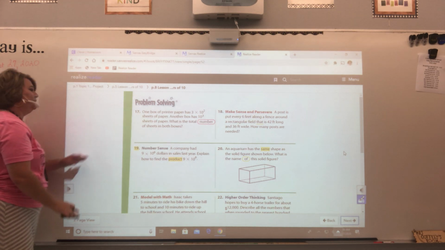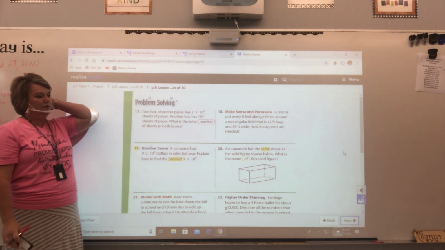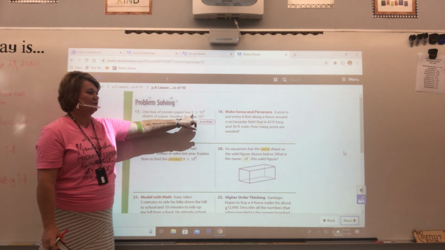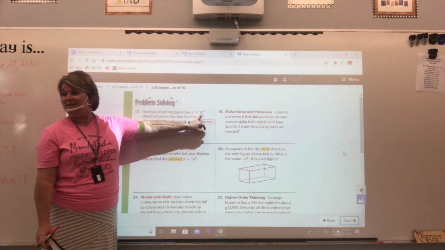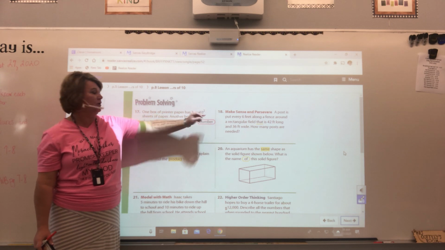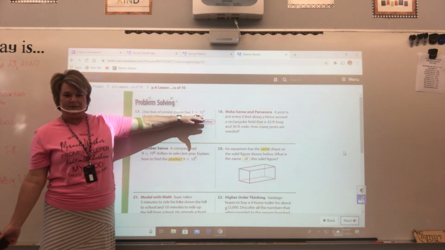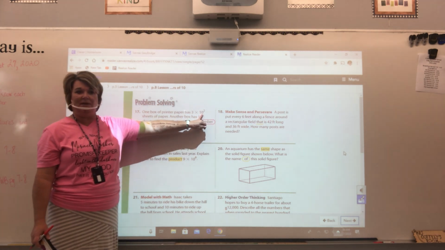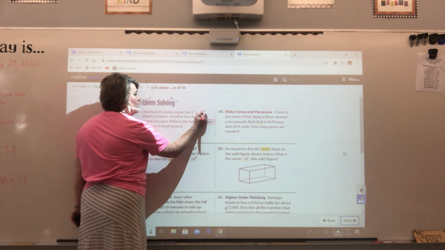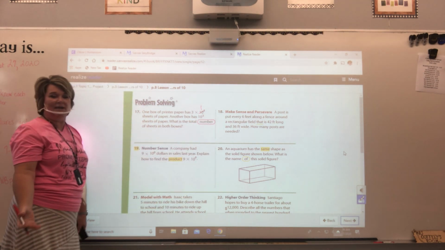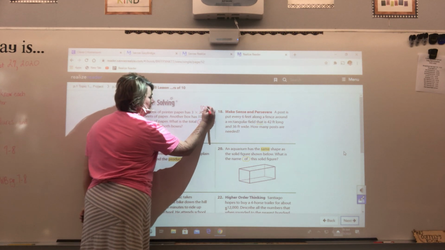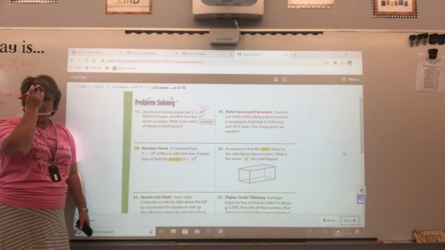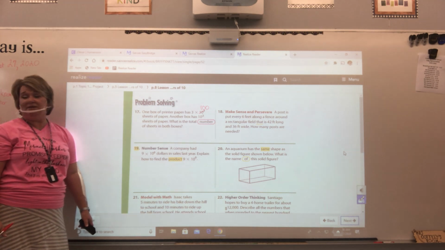So let's start here on number 17, okay? Get your pencils ready, and we're going to have to write some things on our scrap paper again. One box of printer paper has 3 times, say this number with me, 10 to the 2nd power sheets of paper. Well, that doesn't really tell us how many sheets of paper it is, so we're going to have to turn this into a real number. So let's just start with 10 to the 2nd power. 10 to the 2nd power would be a 1 with how many zeros on the end? Say it, 2. So mark that out and put a 1 with 2 zeros on top of that. 10 to the 2nd power is 100, but we're not finished.